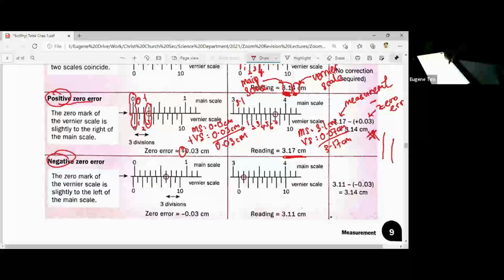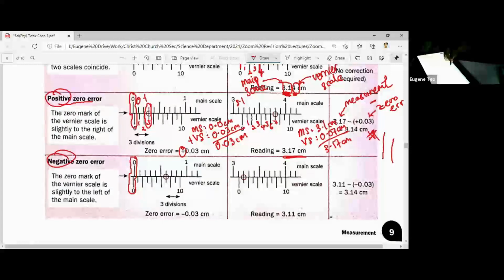How do you know it's a negative zero error? If you compare the top and the bottom, what you realize is that this time round, my vernier zero is on the left-hand side of the main zero. So I say again, the vernier zero is on the left-hand side of the main zero. As such, this is now a negative zero error.